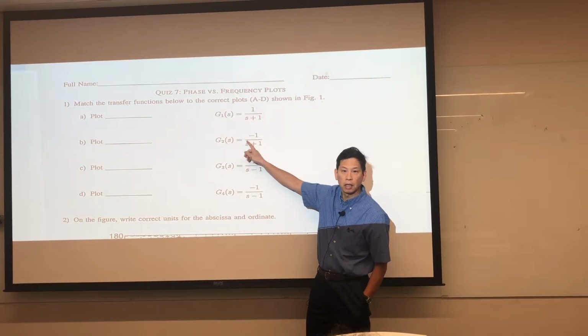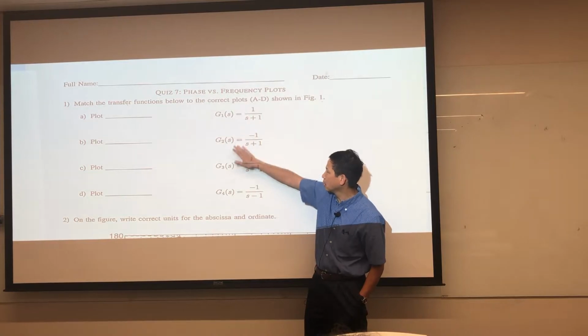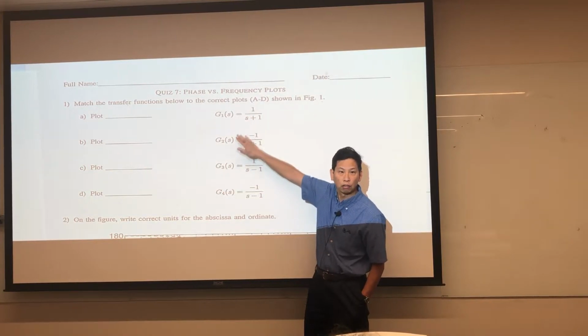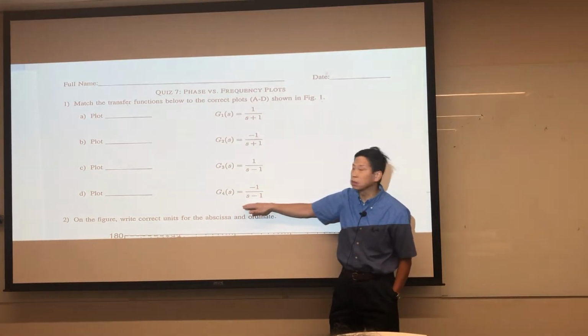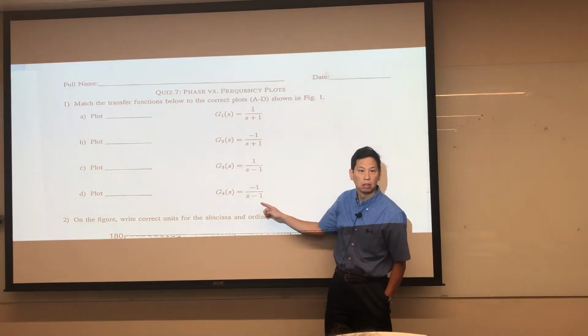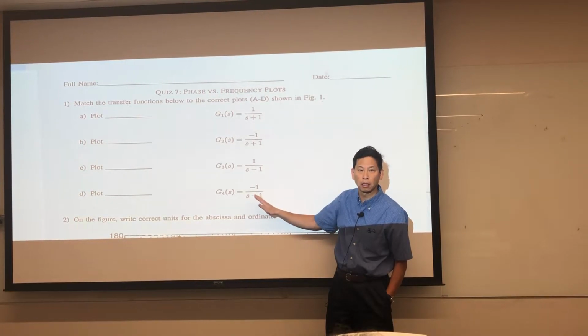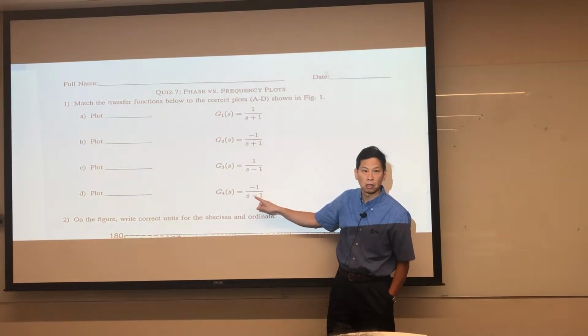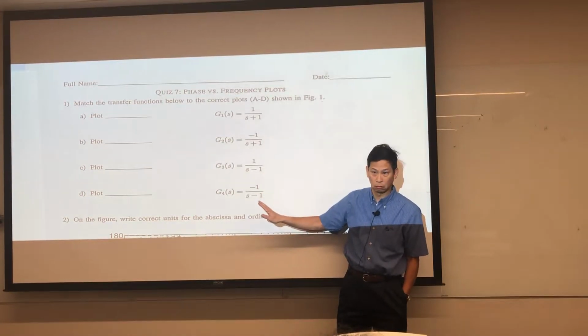The takeaway today is I want to take a look at these 4 different transfer functions. Basically, the only difference is that there are minus signs scattered around at different places. The takeaway I want you to remember is that the phase plot is sensitive to these minus signs. The magnitude plot is not.